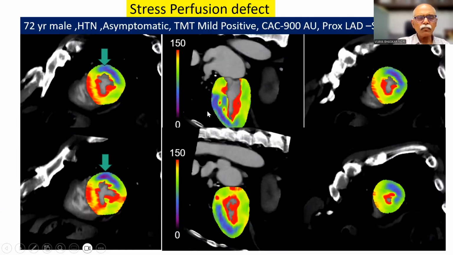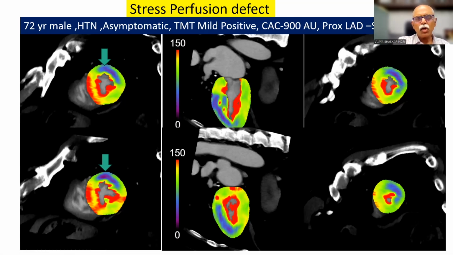Similarly, this is a 72-year-old male, hypertensive, asymptomatic, TMT mildly positive. Calcium score is 900. Proximally, there's a tight lesion. You can see that in the stress-only myocardial perfusion study, in the anterior wall, you can see a blue defect. Similarly, in the two-chamber view, anterior wall. So this defect is an ischemic defect, which can sometimes be mistaken for a beam hardening artifact.